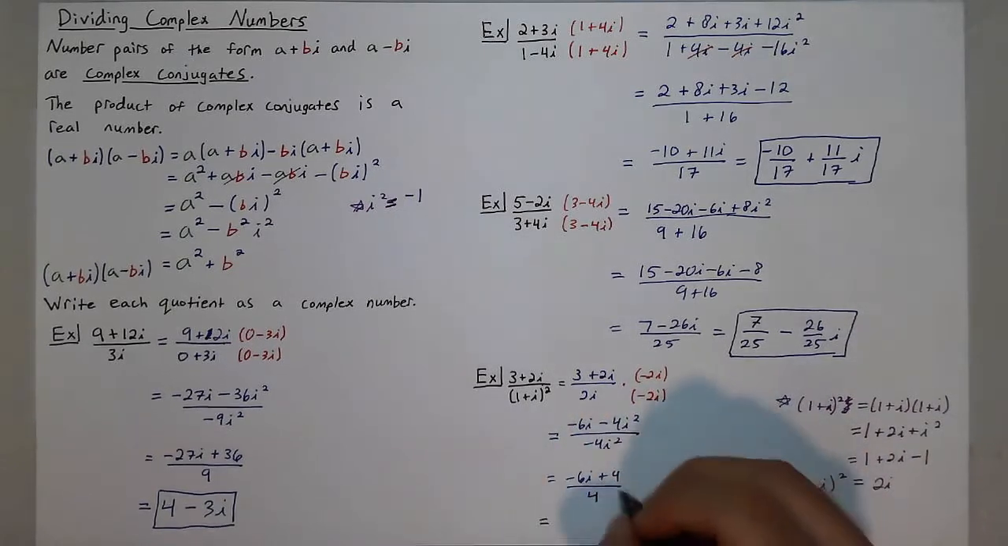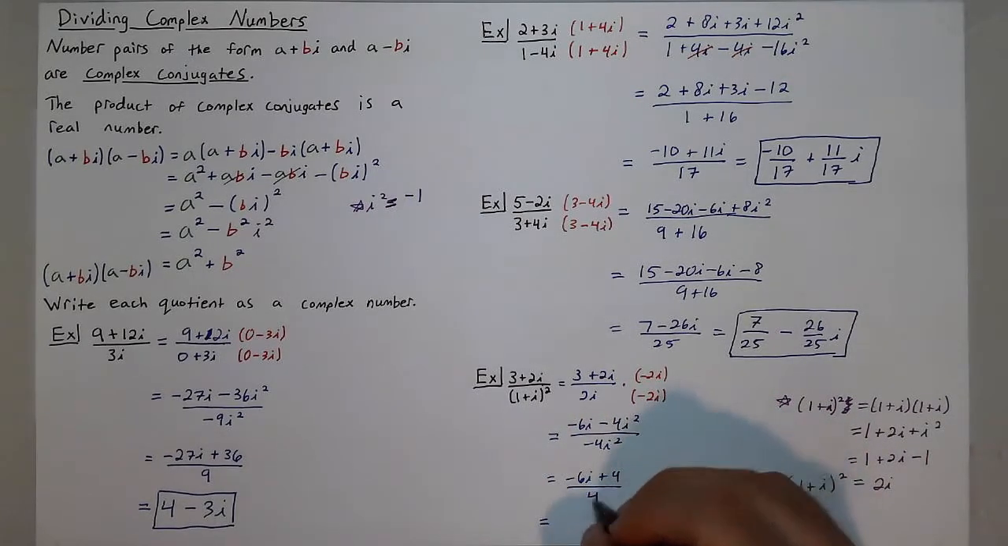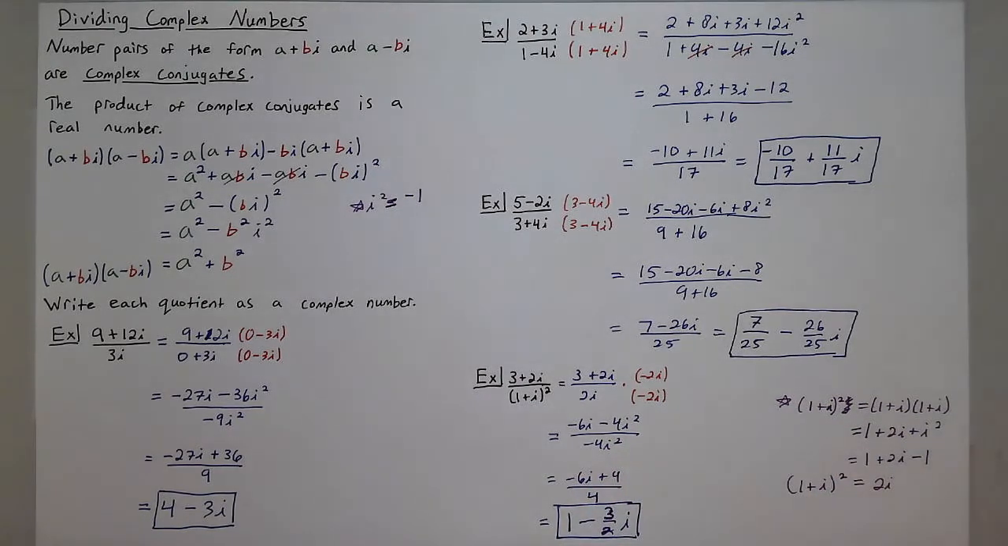And now I do my real part first. 4 over 4 is 1. And then negative 6 over 4 is negative 3 halves, so minus 3 halves i. And that is how you divide complex numbers.